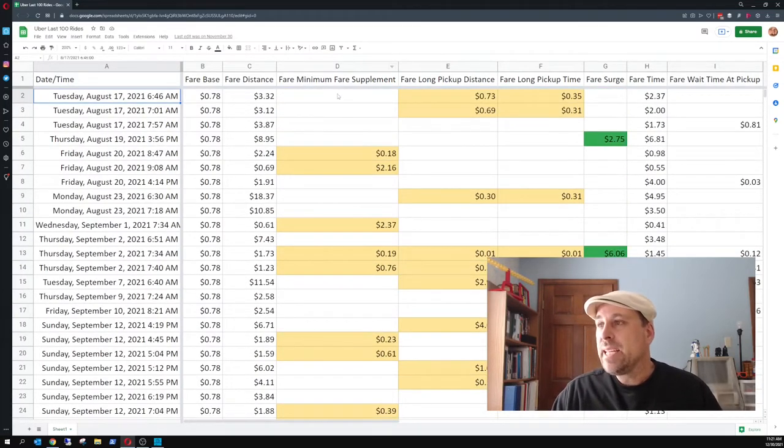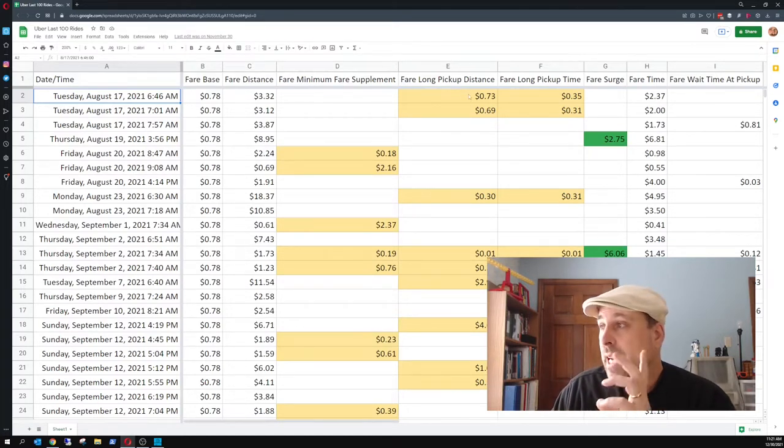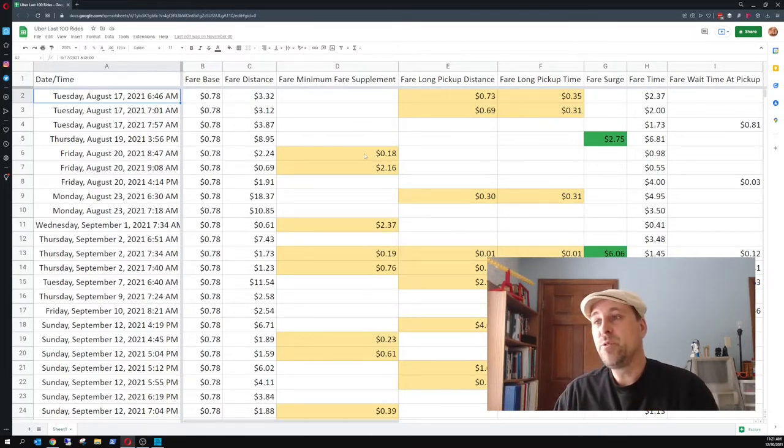I've just highlighted here, you can see whenever I got a long pickup fare, that additional income, as well as whatever the minimum fare supplement was. If you don't know what a minimum fare supplement is, if a trip doesn't pay you the minimum guaranteed for each trip, Uber will supplement that much so that you get that minimum fare from the trip.